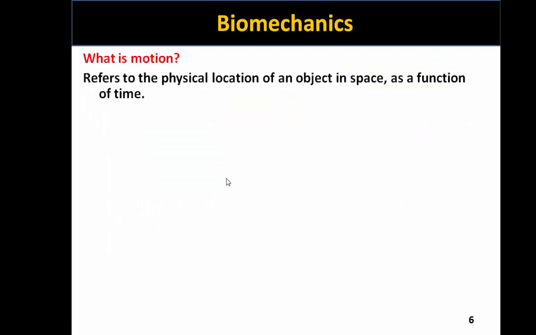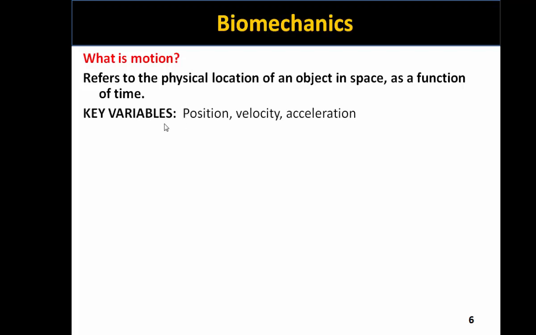So when we talk about motion, motion refers to the physical location of an object in space, and we'll define space in a separate lecture, as a function of time. Time has to be on our x-axis when we start to think about motion and the kinematic variables.